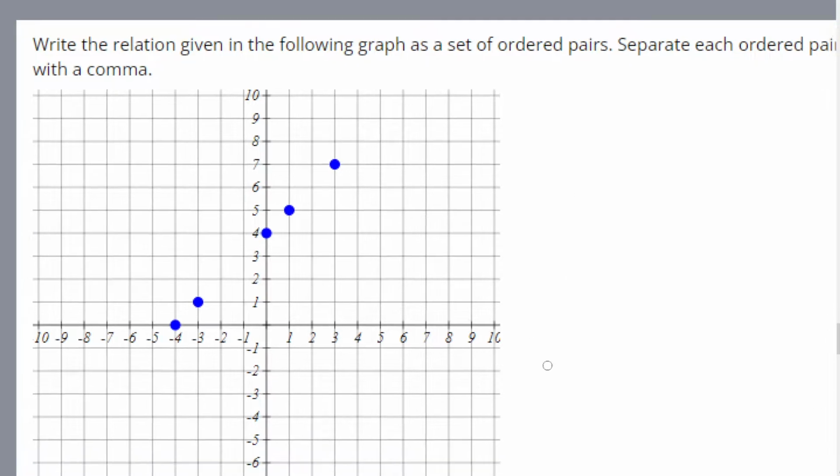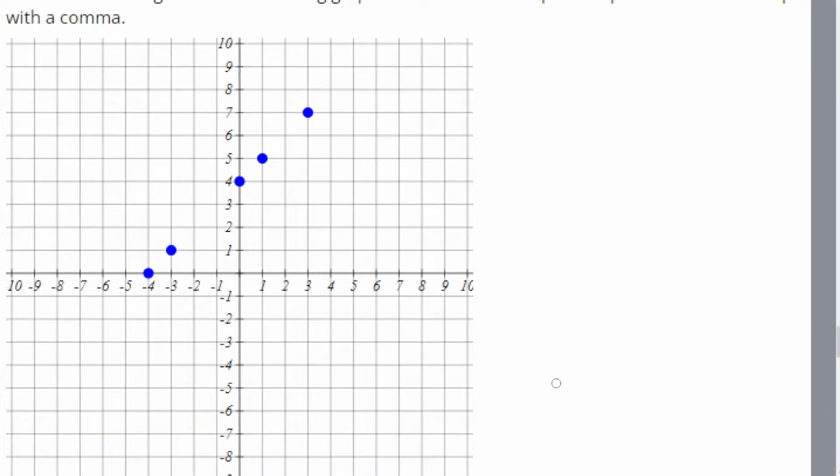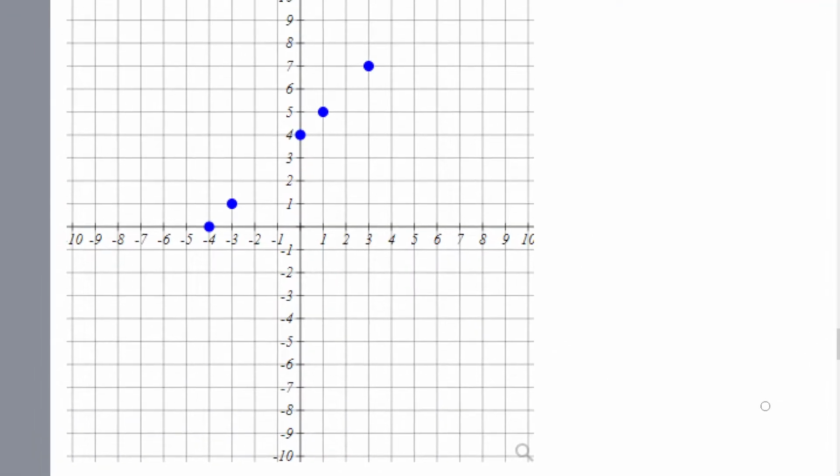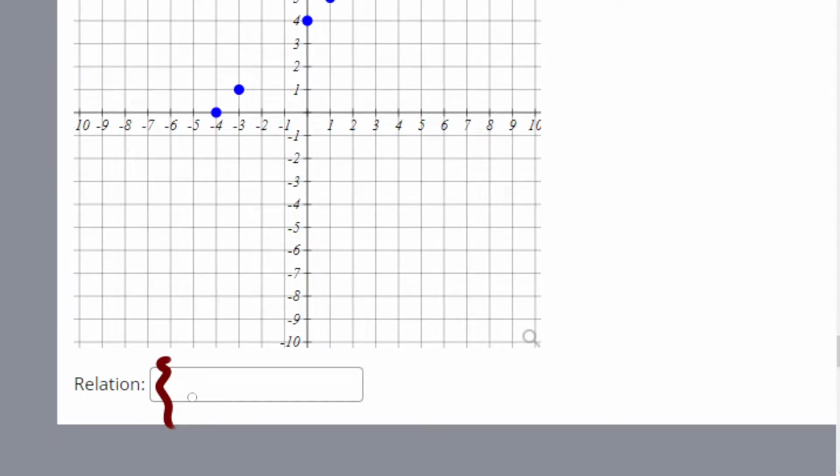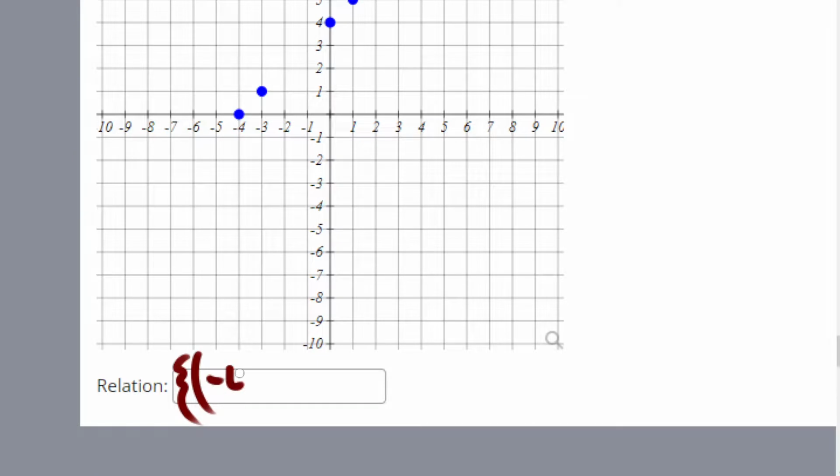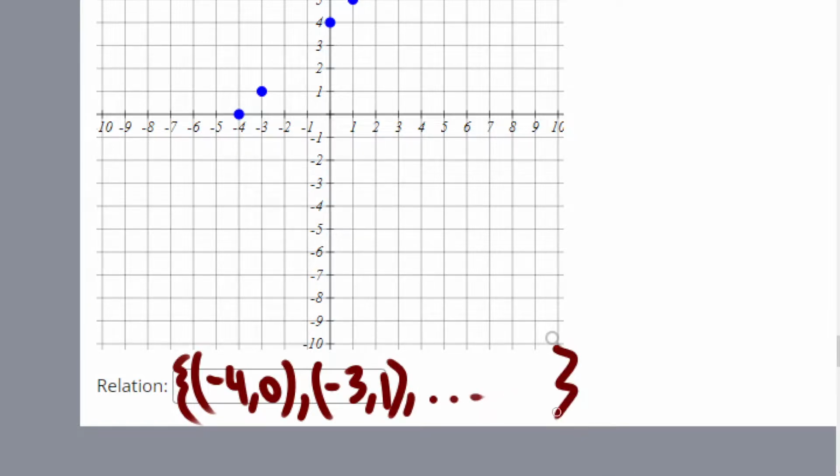Write the relation given in the following graph as a set of ordered pairs. Separate each ordered pair with a comma. So this one, it's very tedious. I'm not going to do the whole thing. You just want to say, okay, this point is (-4, 0), comma, this point is (-3, 1), comma, and you fill it all out in your curly brackets.